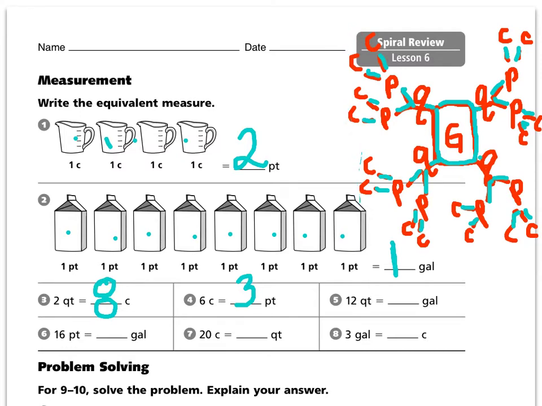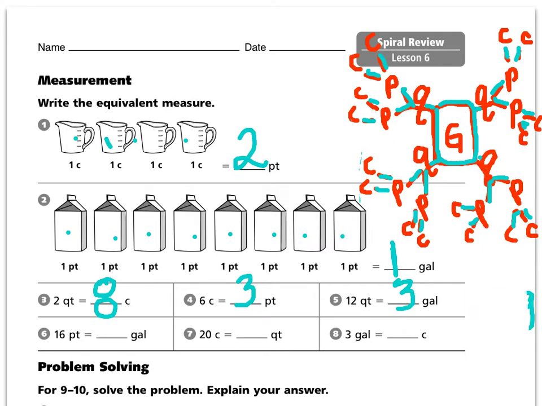12 quarts equals blank gallons. So I know that 4 quarts equals 1 gallon. So I need to figure out how many times 4 goes into 12, and that's 3 times. So 12 quarts would equal 3 gallons.